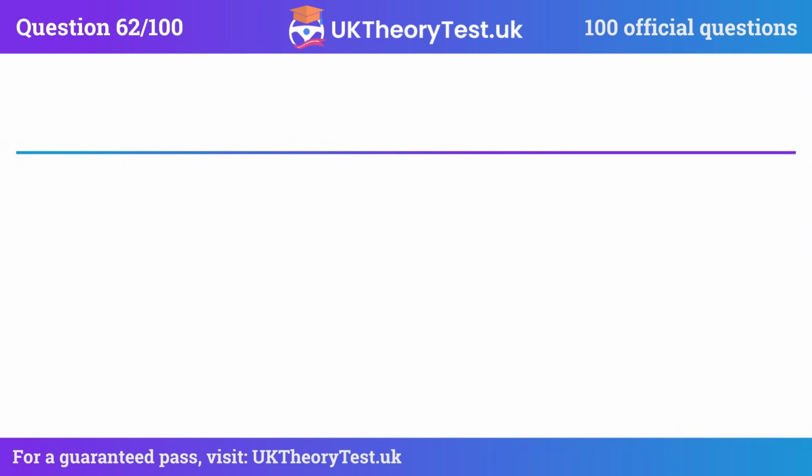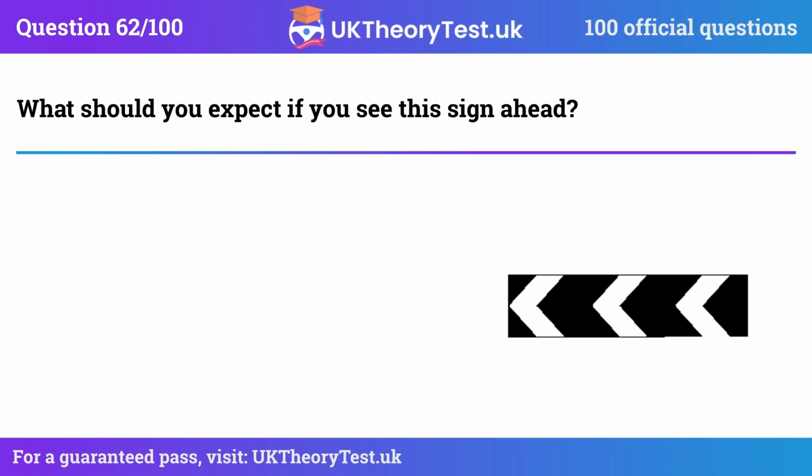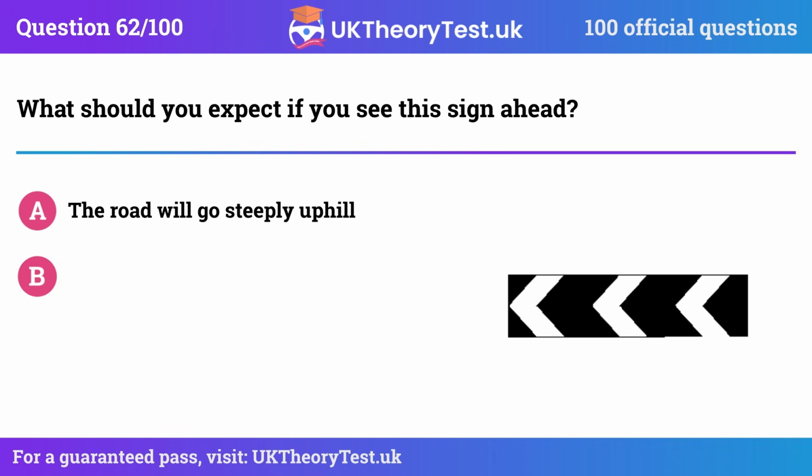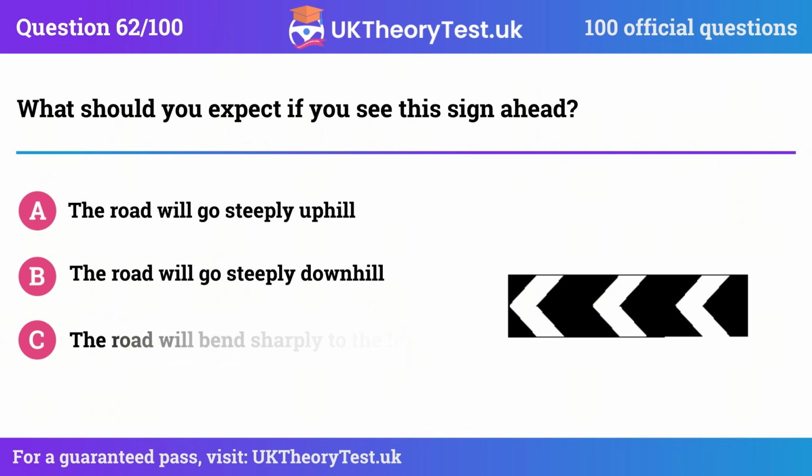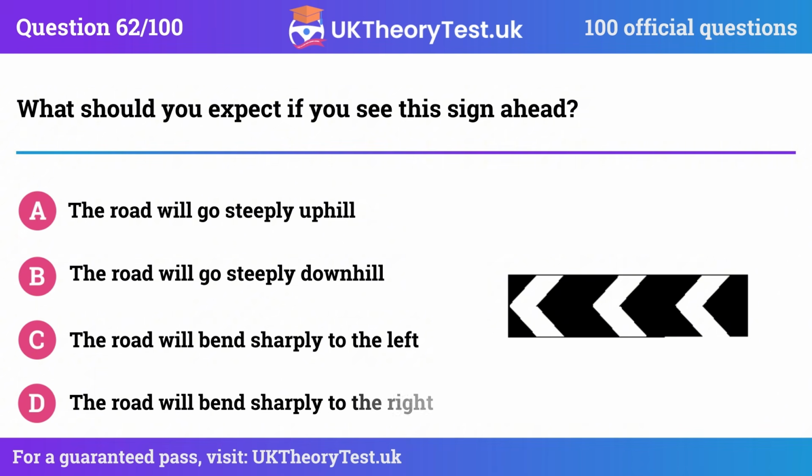Question 62. What should you expect if you see this sign ahead? A. The road will go steeply uphill. B. The road will go steeply downhill. C. The road will bend sharply to the left. D. The road will bend sharply to the right.